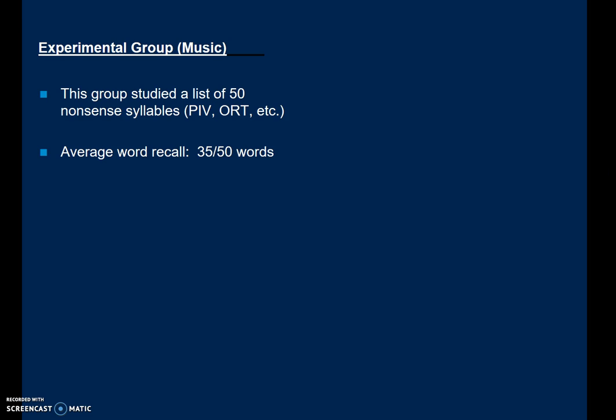So let's just say out of the 50 words, on average, the participants in the experimental group recalled 35 out of 50 words on average, meaning some recalled more, some recalled less, but when you average them all together, this group recalled about 35 out of 50 words. What can we conclude from that?